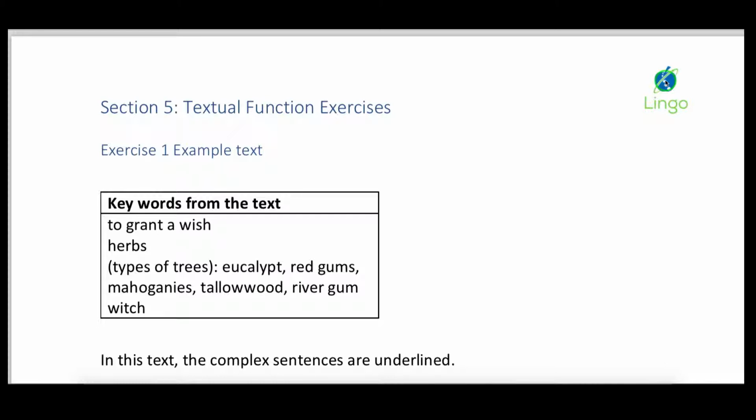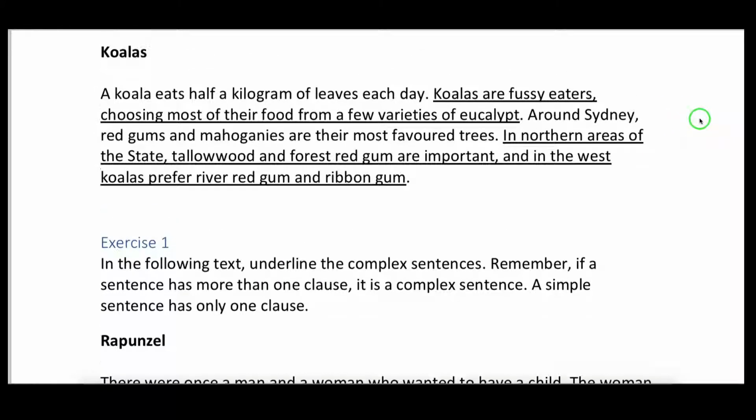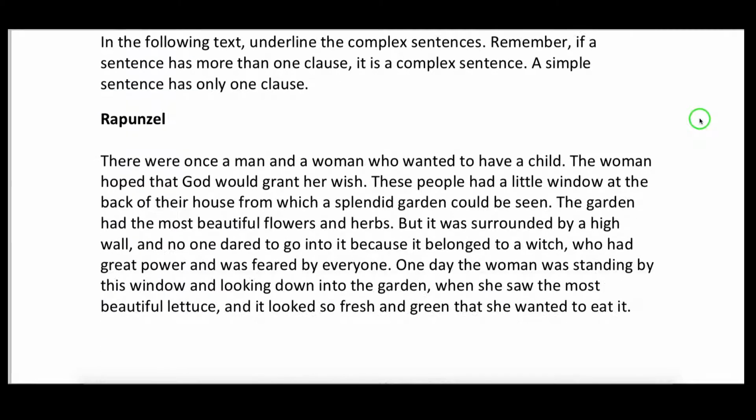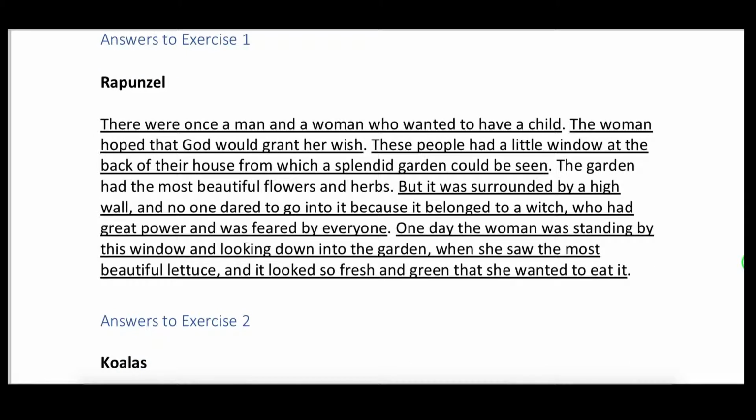Okay, now that I've mentioned that, let's have a look at the exercise. The first text is about koalas, and it's an example. And the second text is the beginning of Rapunzel. Let me quickly go over the answers. In the Rapunzel text, the first sentence is a complex sentence. There are two ranking clauses.